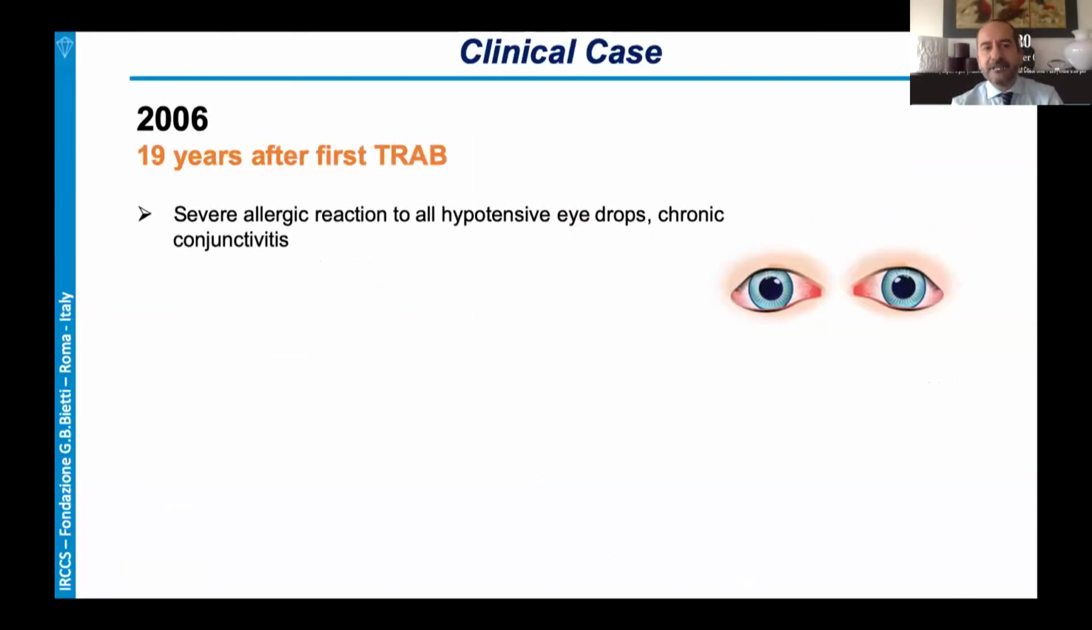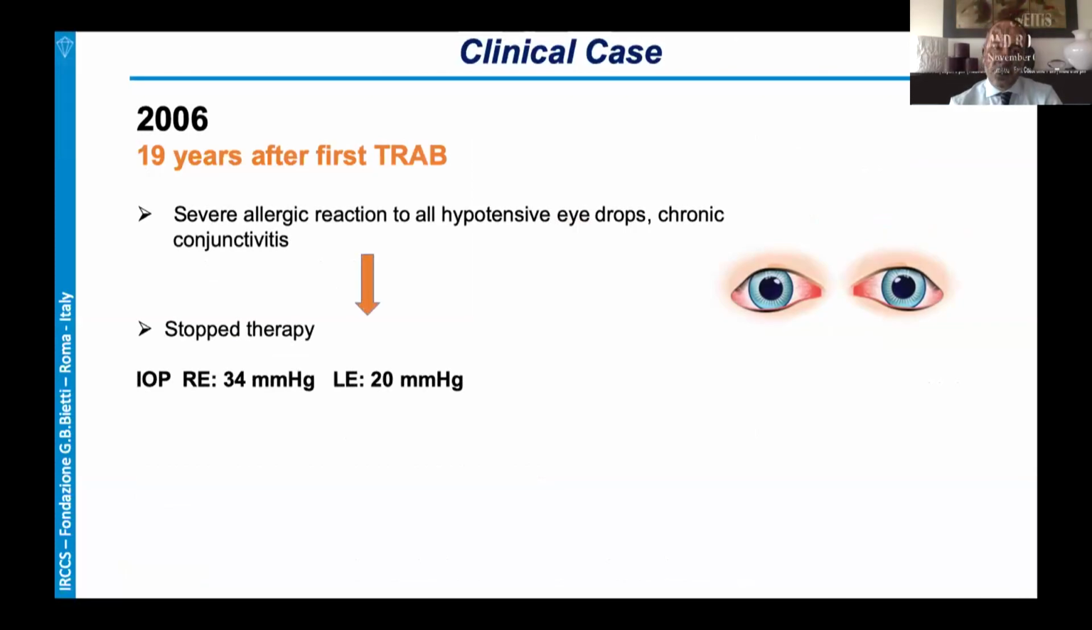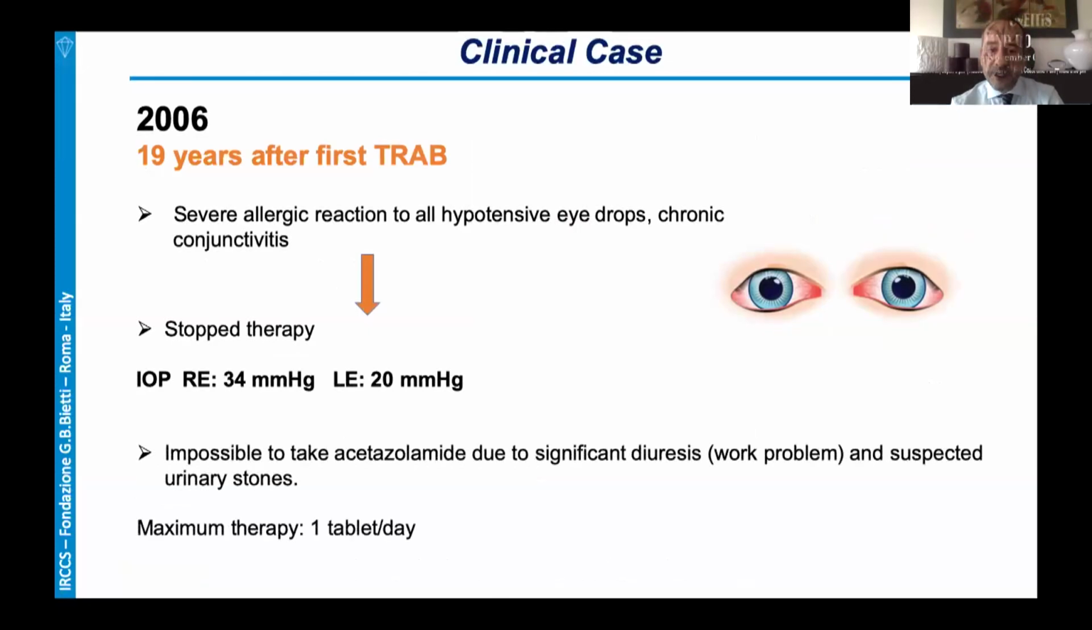But the patient had, in the next year, a severe allergic reaction to all the hypotensive drops, with chronic conjunctivitis. So all therapies were stopped, with an increase of the IOP in the right eye to 34 millimeters of mercury, and the left eye 20 millimeters of mercury. Be careful, because it was not possible for the patient to take more than 1 tablet a day of acetazolamide due to some suspected urinary stones. So with only 1 tablet a day of acetazolamide, the pressure was 24 millimeters of mercury.